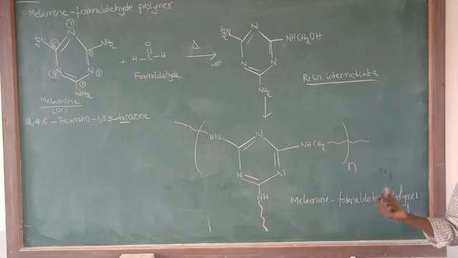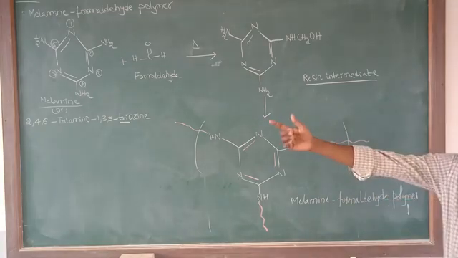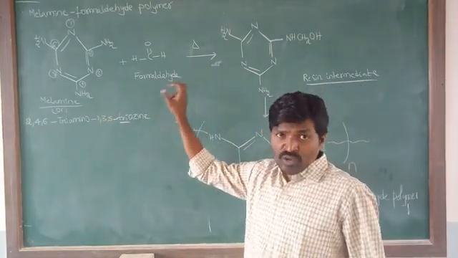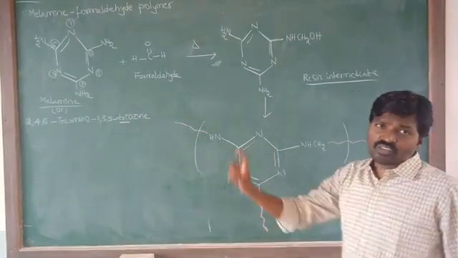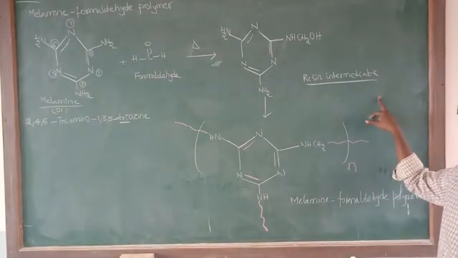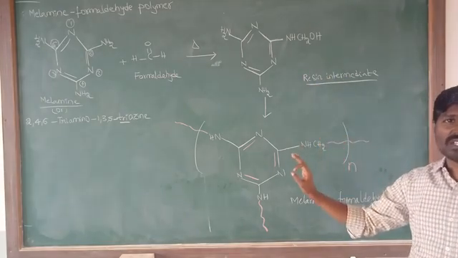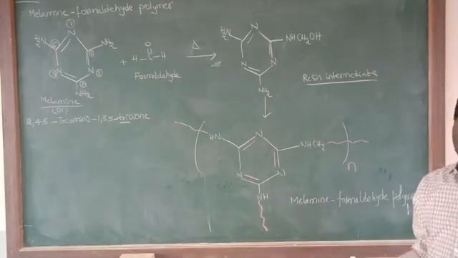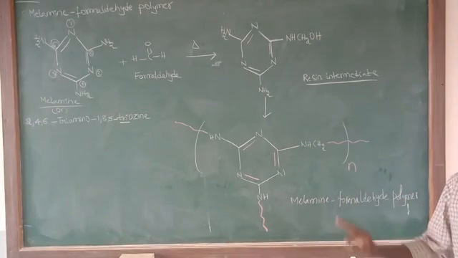This is how to prepare the melamine formaldehyde polymer. Whenever the monomer melamine reacts with formaldehyde, upon heating, during the course of the reaction, in the first step we observe the formation of the resin intermediate. The resin intermediate then undergoes polymerization, and finally we observe the formation of the polymer, called melamine formaldehyde polymer. So this is the preparation of melamine formaldehyde polymer.